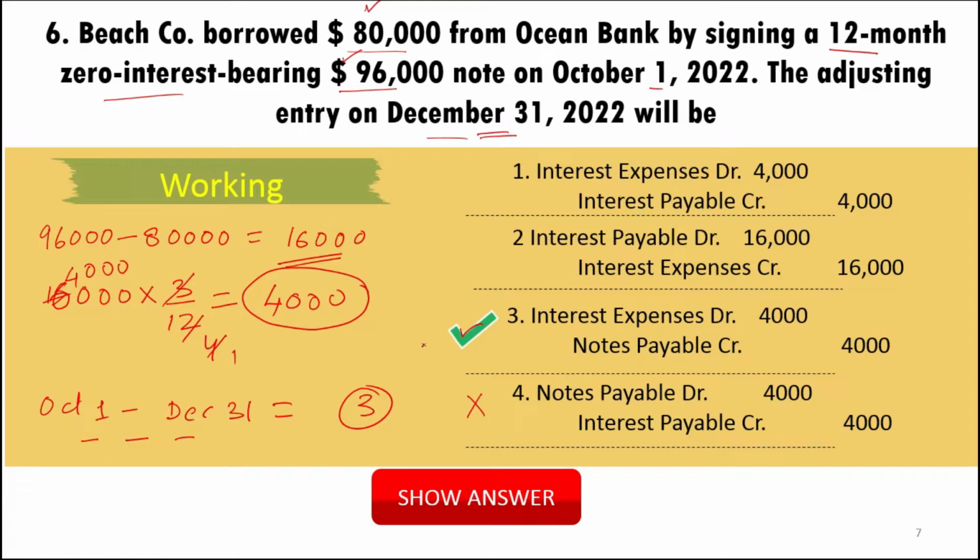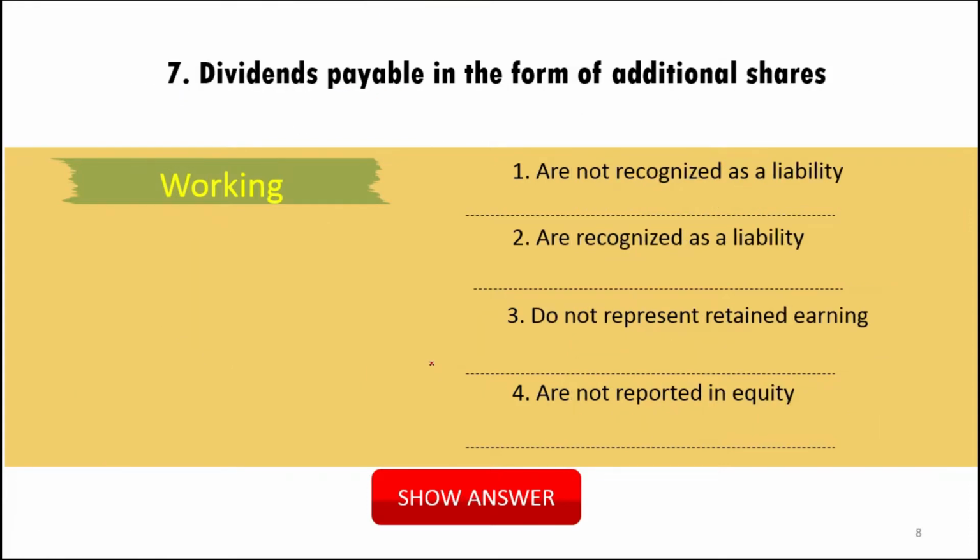Okay. Now move to the next question. Dividend payable in the form of additional shares. When the dividend is paid in the form of additional shares, it is called stock dividend. So what information is true about this stock dividend? Stock dividends are not recognized as liability. The first option is the correct one.